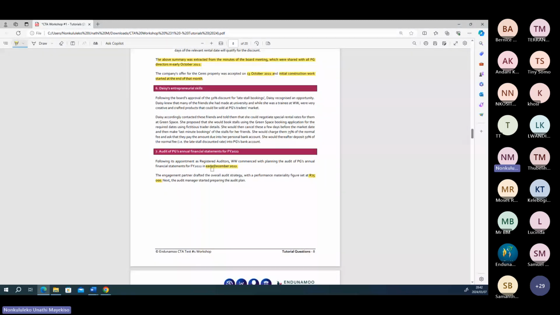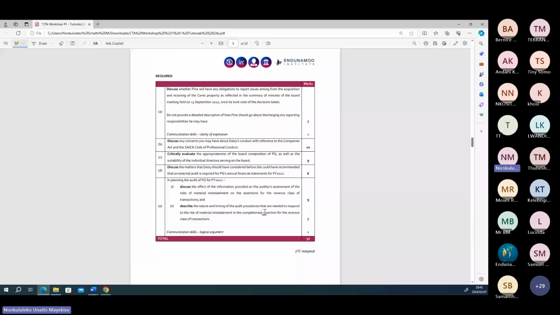Why do we think she did that? She was motivated by self-interest. So from a CPC perspective, she had a self-interest threat to her objectivity, right? She had a conflict of interest. And so in terms of Section 210 of the CPC, she's non-compliant there as well, right? Yes.